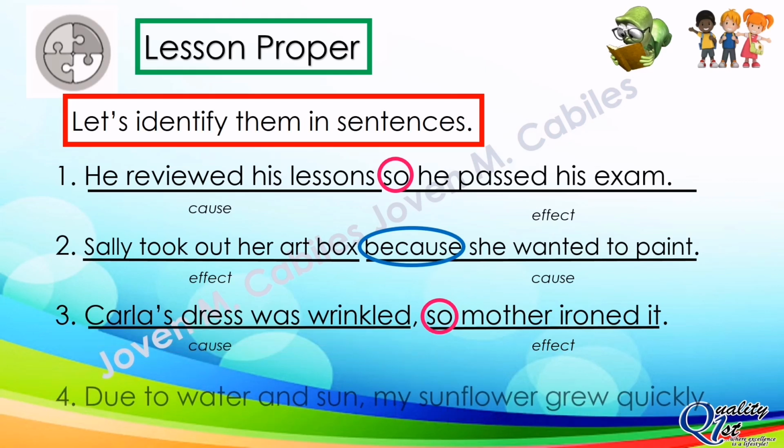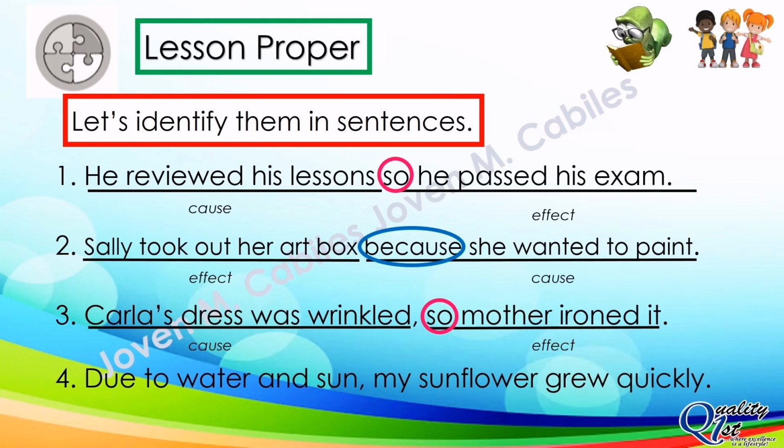Okay, for number 4. Due to water and sun, my sunflower grew quickly. Now, where is the cause? The cause is due to water and sun, because we have the signal word due to, and the remaining part will now be the effect. Alright, kids?